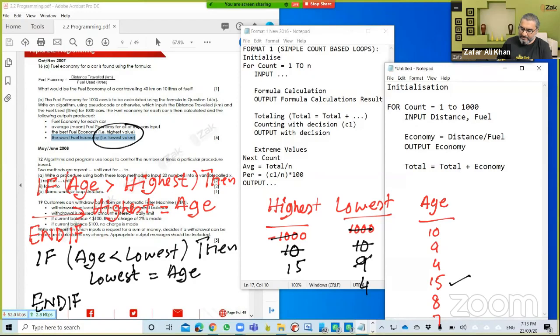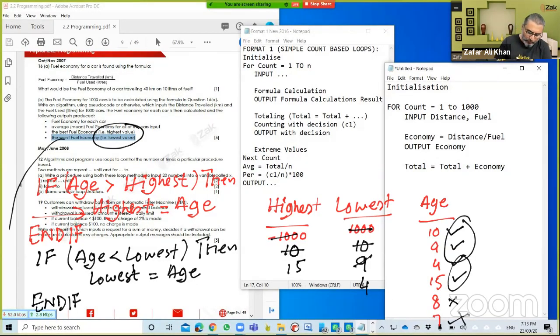Then let's take 8. Is 8 greater than 15? No. Is 8 less than 4? No. Move on. Next input. Is 7 greater than 15? No. Is 7 less than 4? No. So what happened that this value and this value changed highest and lowest, and this value has also changed highest and lowest, but this value has not brought any change to the system.